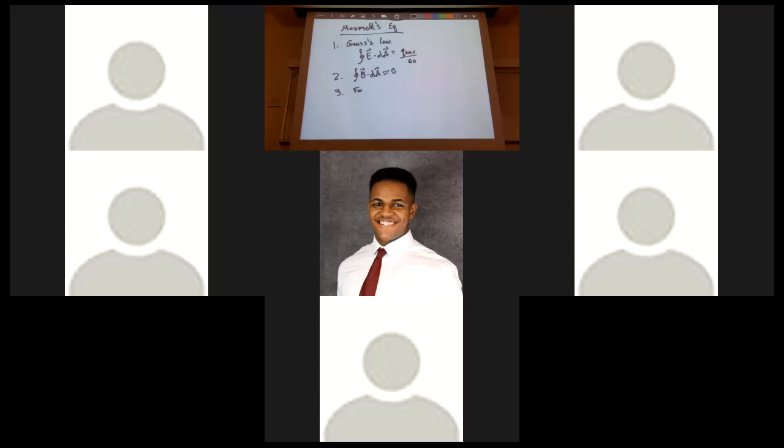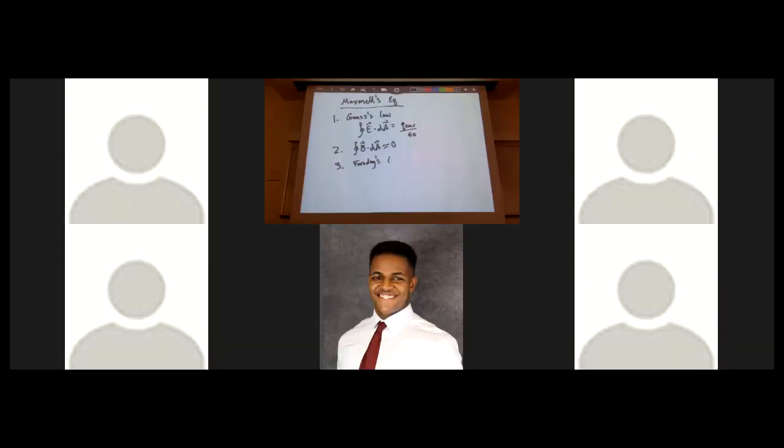Three, Faraday's law, which says that the closed loop integral of the electric field dotted by the differential length is equal to minus the time rate of change of the integral of the magnetic field dotted by the differential area. And finally, Maxwell-Ampere, which says that the closed loop integral of the magnetic field dotted by the differential length is equal to mu naught times the current plus the displacement current. These now are collectively Maxwell's equations.